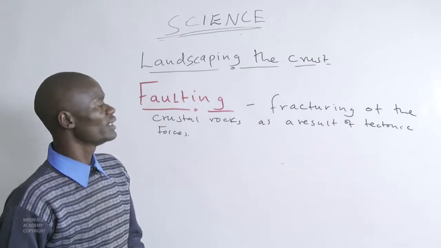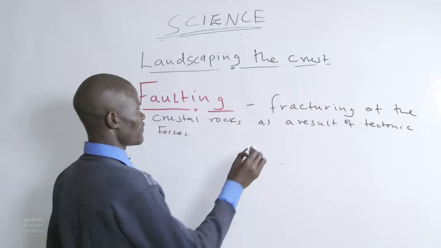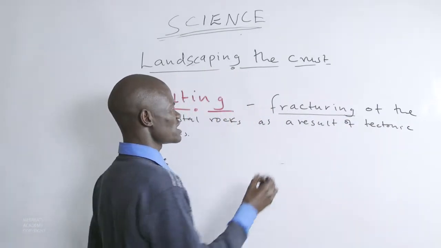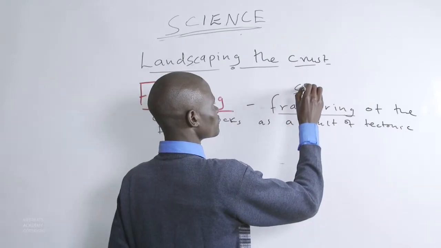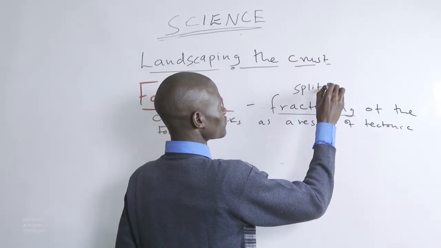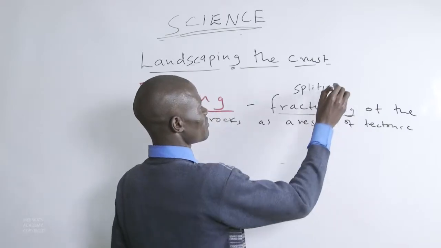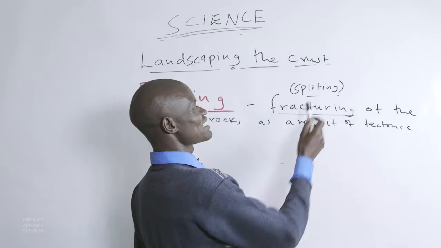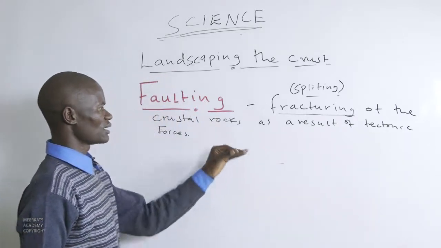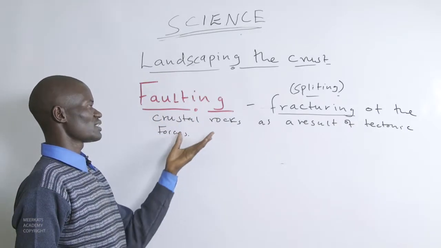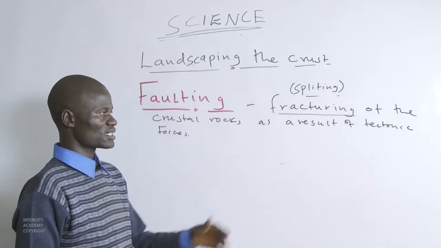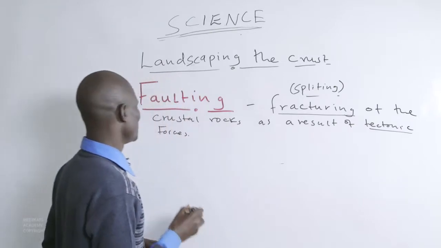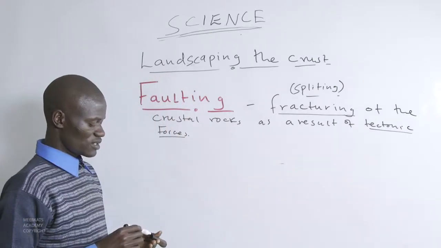When we look at faulting as fracturing, another word for fracturing is splitting. That gives a better understanding. When the earth fractures, it has split. And this is done as a result of the crustal rocks being subjected to a certain force that we have already covered, known as the tectonic force.